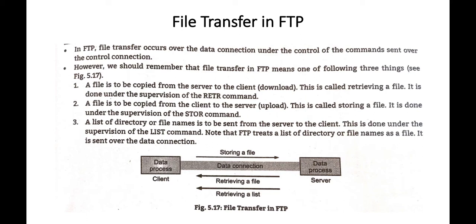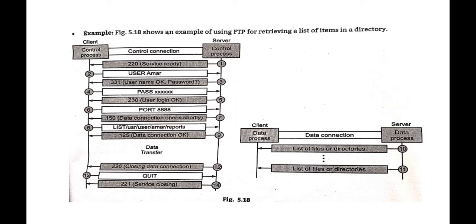Now this is one example of using FTP for retrieving a list of items in a directory, which means downloading the list of items in a directory. There are a number of steps, a total of 14 steps. Here you can see the client side and the server side, the client process and the server process. First of all is the control connection, which means we are establishing the connection.